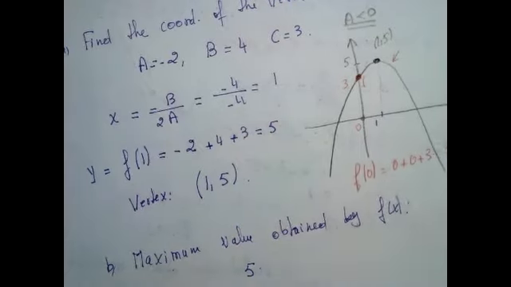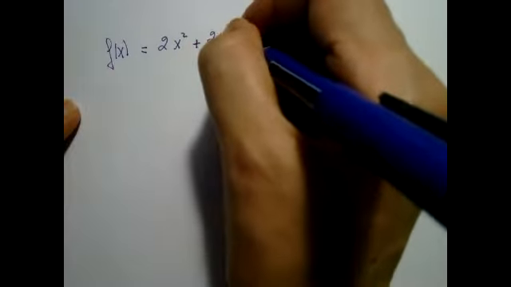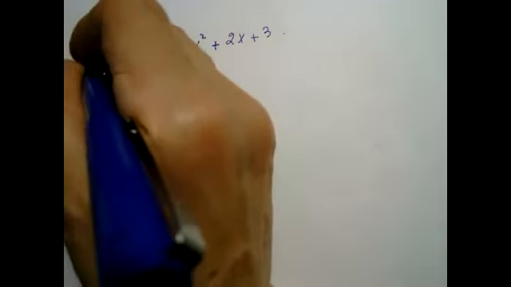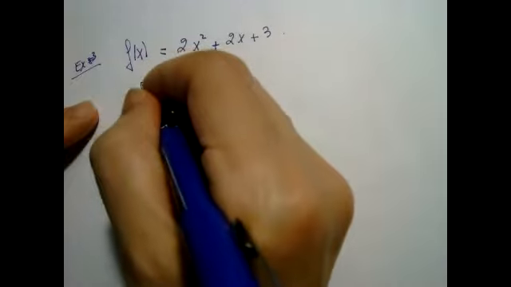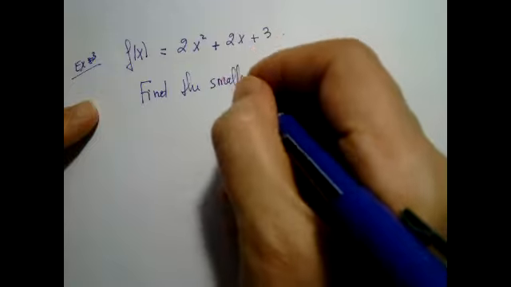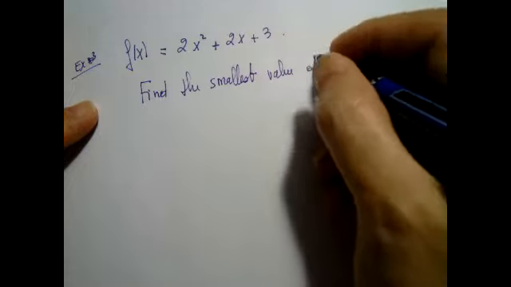Now, my last problem with those ideas is the following. I'm going to give you the following. Let f of x equal 2x squared plus 2x plus 3. Example number 3. So this is my function. The question is, find the smallest value obtained by f.